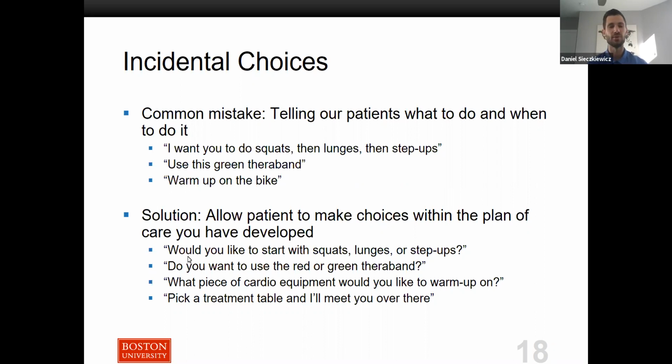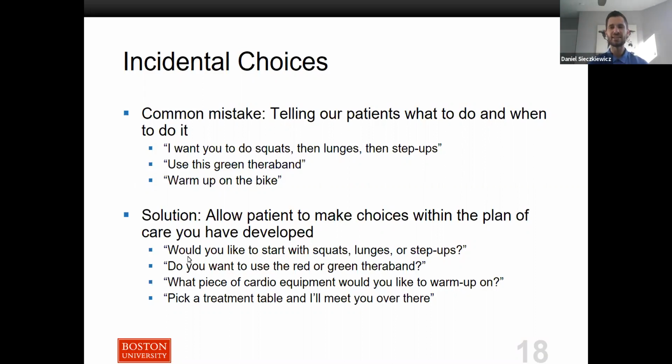Not a lot of difference between a green TheraBand and a red TheraBand. So if we offer our patient that choice, they're taking some autonomy, and that can improve learning. When it comes to warming up on a piece of cardio equipment, if we're not dealing with, say, a lumbar patient who has a directional preference, or a lower extremity patient who shouldn't be on one piece of equipment or the other, if the choice is incidental, we should say something like, what piece of cardio equipment would you like to warm up on? Patients oftentimes have preference, and we should be able to allow them to express that preference.